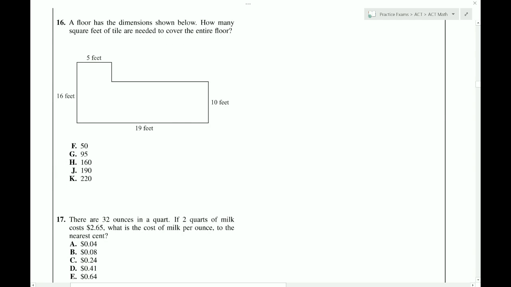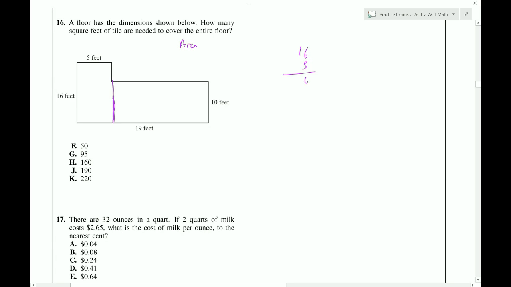How many square feet of tile are needed to cover the entire floor? That's an area question, right? This area fills the space in the middle. So let's see here. I think we should cut it off maybe here. Okay. Then we could do 5 by 16.